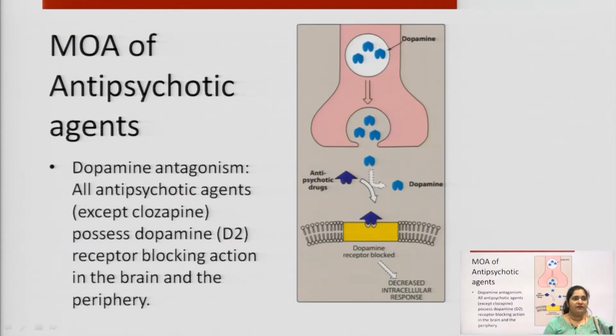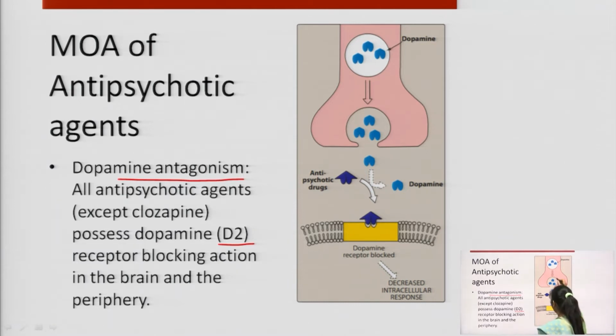Mechanism of action of antipsychotic drugs. The basic mechanism of antipsychotic drugs is dopamine antagonism. Basically, they antagonize the action of dopamine. All the antipsychotic drugs, except clozapine, have a blocking action on the dopamine D2 receptor in the brain as well as in the periphery. They will block the action of dopamine.